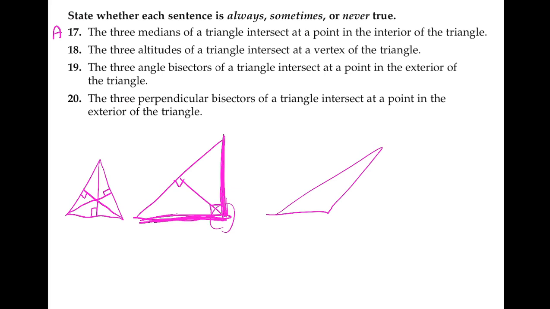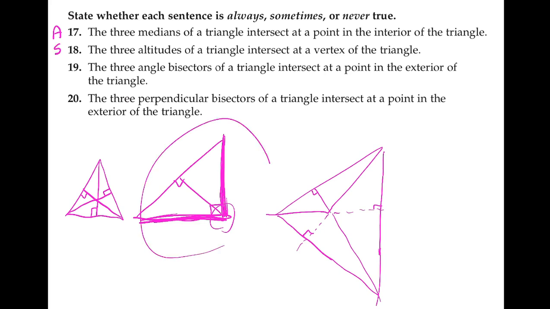And then when we have an obtuse triangle, we have to extend this side to draw the altitude. And we have to extend this side to draw this altitude. And then this altitude we just draw right through the middle. You go, where do those intersect? Well, you have to continue them down here. And they all intersect down there somewhere. And so this one would be sometimes. And specifically when it's a right triangle, that's when it would lie on the vertex. And any other time it would not.